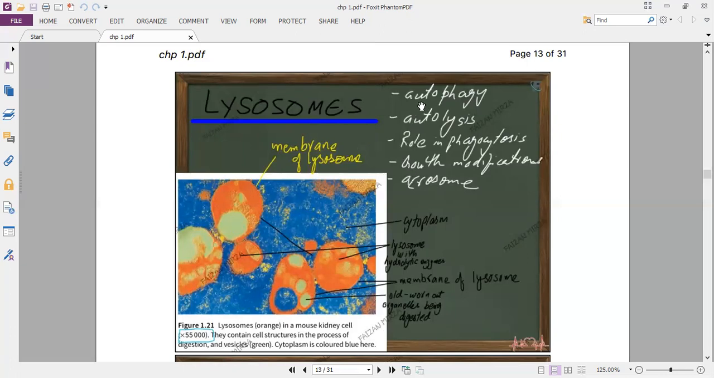Lysosome can carry out autophagy. Autophagy means digestion of old and worn out defunct organelles which are not functional or have reduced functionality. So they are to be replaced by newer organelles. The old organelles fuse with the lysosome, and the enzymes of the lysosome just kill away that particular old organelle.